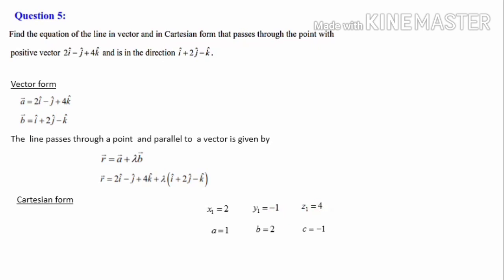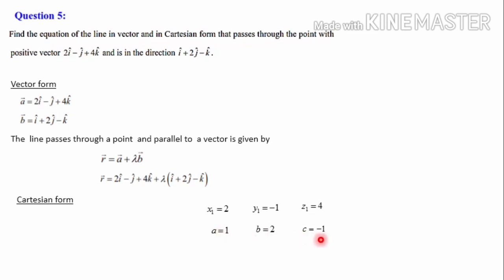Then a, b, c we will get from the parallel vector, that is a is 1, b is 2 and c is minus 1. Once again, x1, y1, z1 is from the given position vector, from there you write 2, minus 1, 4, and the direction ratios are a1, b1, c1.